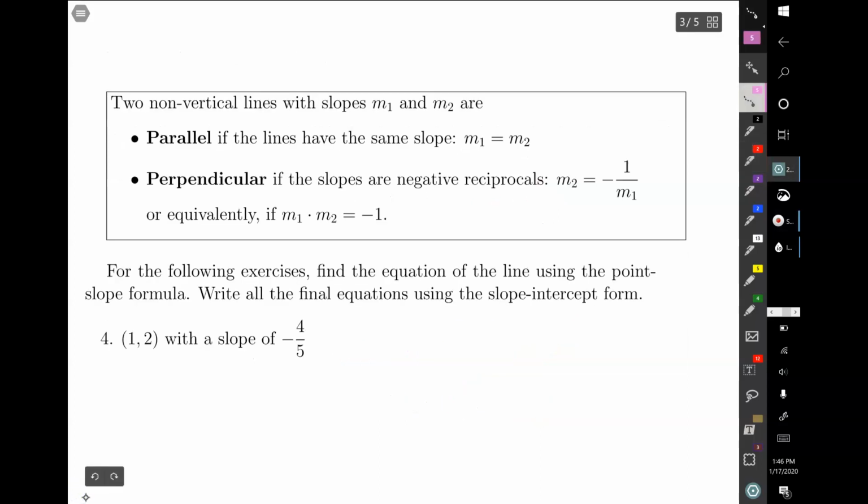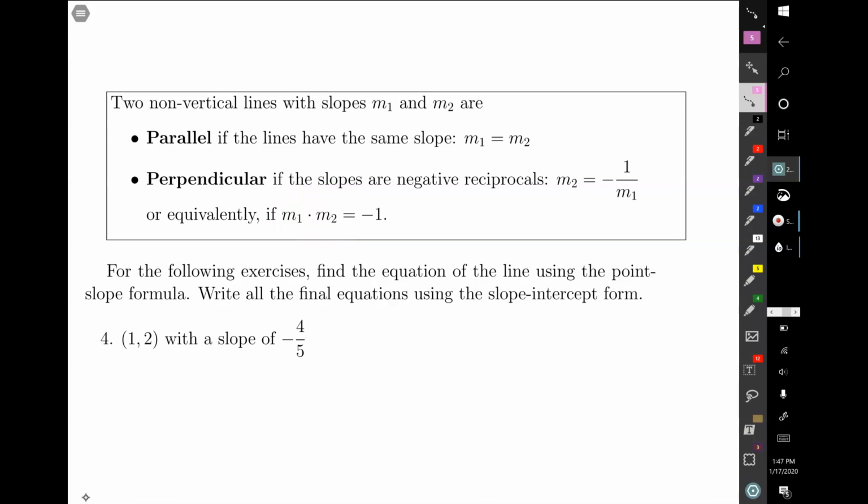Another review item: two non-vertical lines with slopes m sub 1 and m sub 2. The subscripts just mean the slope of the first line and the slope of the second line. They are parallel if the lines have the same slope, m sub 1 equals m sub 2. They are perpendicular if the slopes are negative reciprocals, so m sub 2 equals negative 1 over m sub 1. You could equivalently calculate m sub 1 times m sub 2 and find it to be negative 1.